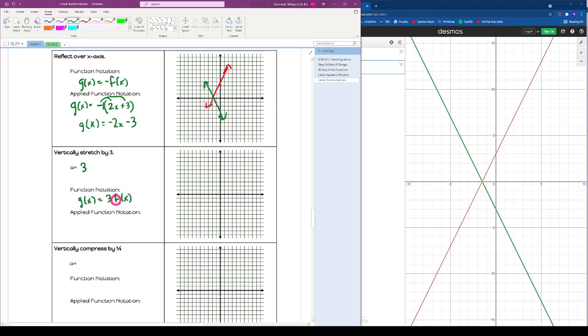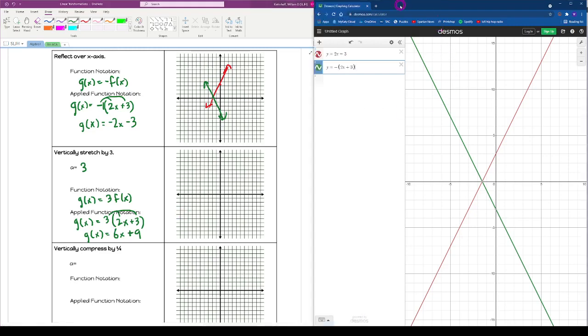This is 3 times all of f of x, so when we plug it in, g of x equals 3 parentheses, and then in our parentheses, just like we did before, is our original f of x, which is 2x plus 3. If we distribute this 3, it's a positive 3, we get a simplified version, g of x equals 6x plus 9. And that's going to be a vertical stretch times 3. Let's see what that looks like on our graph.